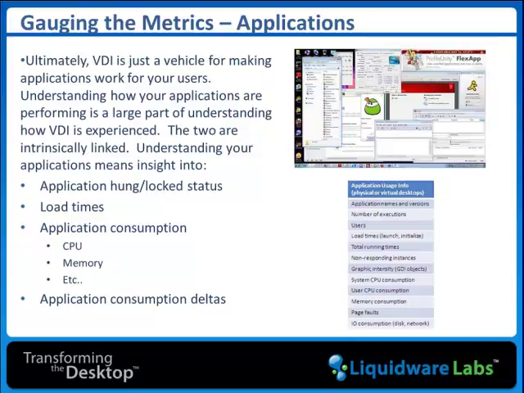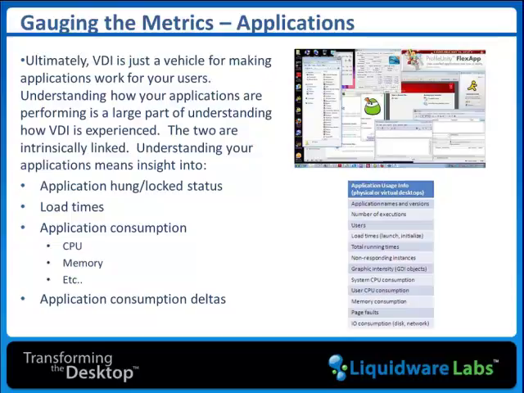Now, understanding these applications means insight into application hung or locked status, aka ANR, load times, and application consumption in terms of CPU, memory, read IOPS, write IOPS, page faults, and graphics consumption. These are all things that you really need to understand. Now, network consumption and graphics consumption are two very big parts that are usually underutilized inside of VDI in terms of what we need to look at.